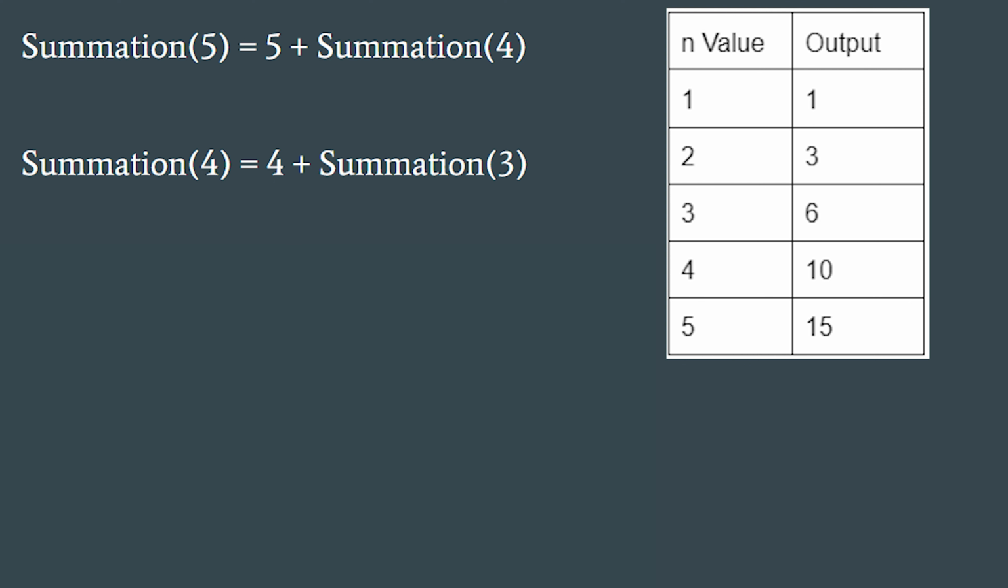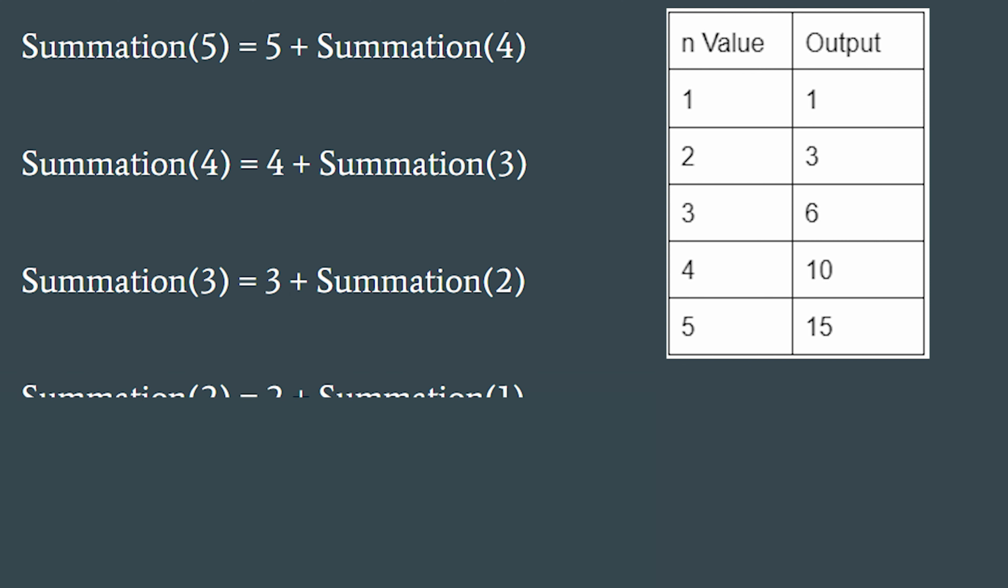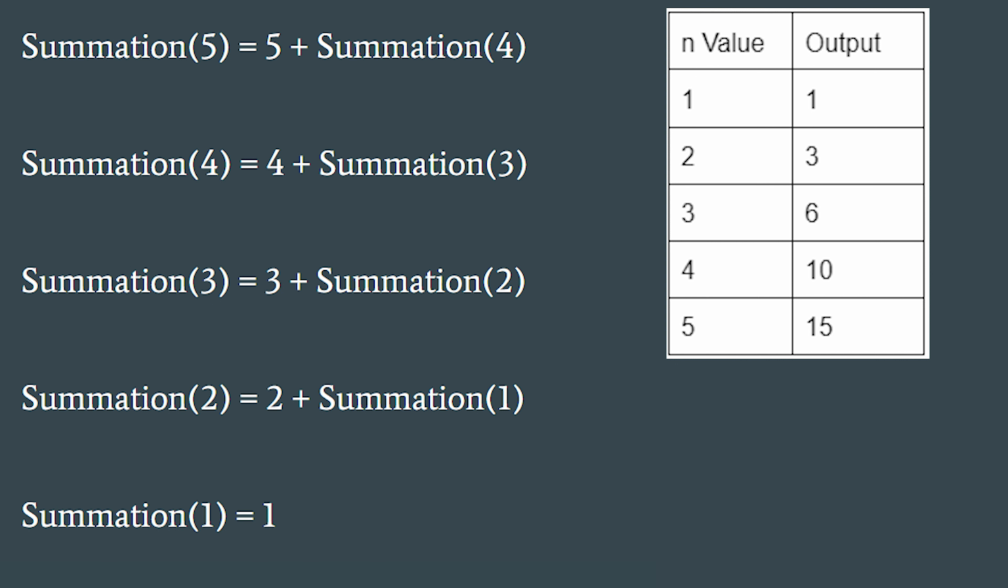The process repeats. Summation of 3 equals 3 plus the summation of 2. Summation of 2 equals 2 plus the summation of 1. But once we reach summation 1, we know that our base case, because n equals 1, will just return 1. Because summation of 1 equals 1, we know that summation 2 is able to finish because it's 2 plus 1, which returns 3 if we look at our table.